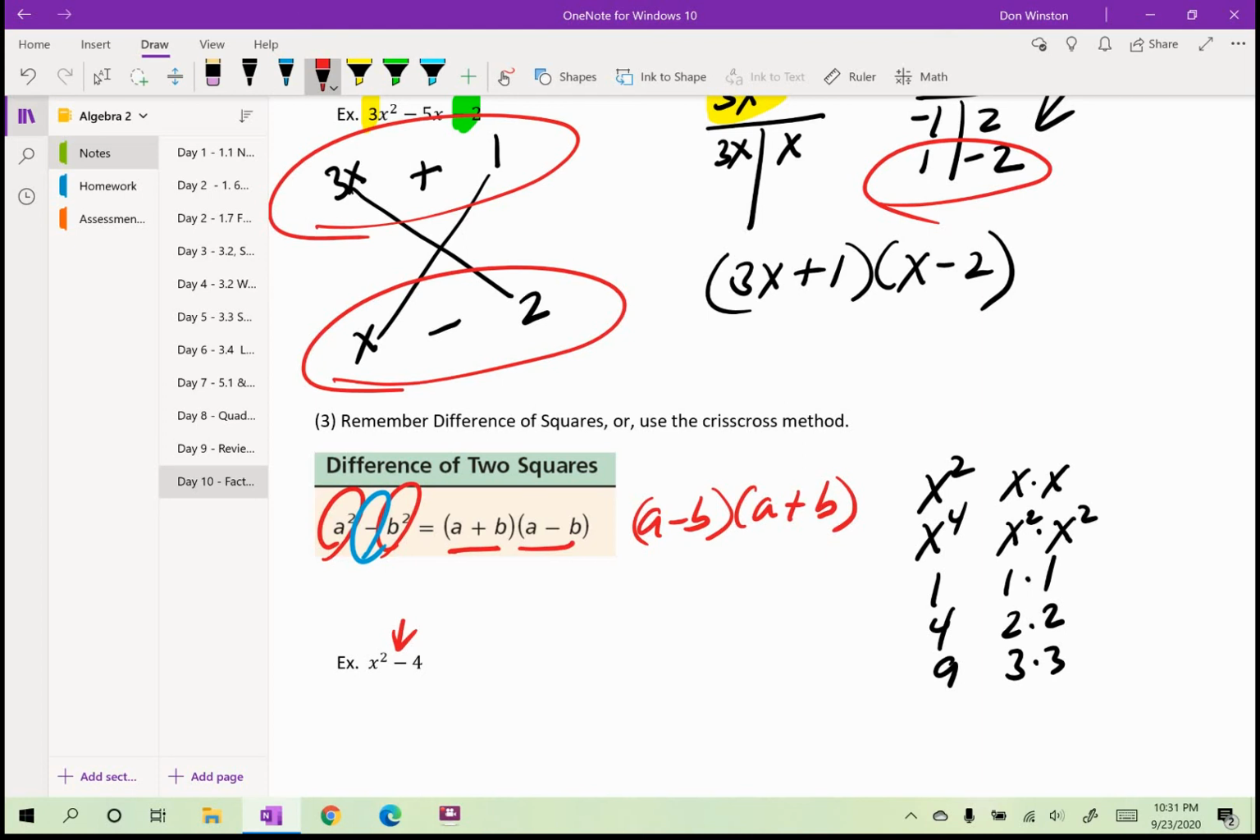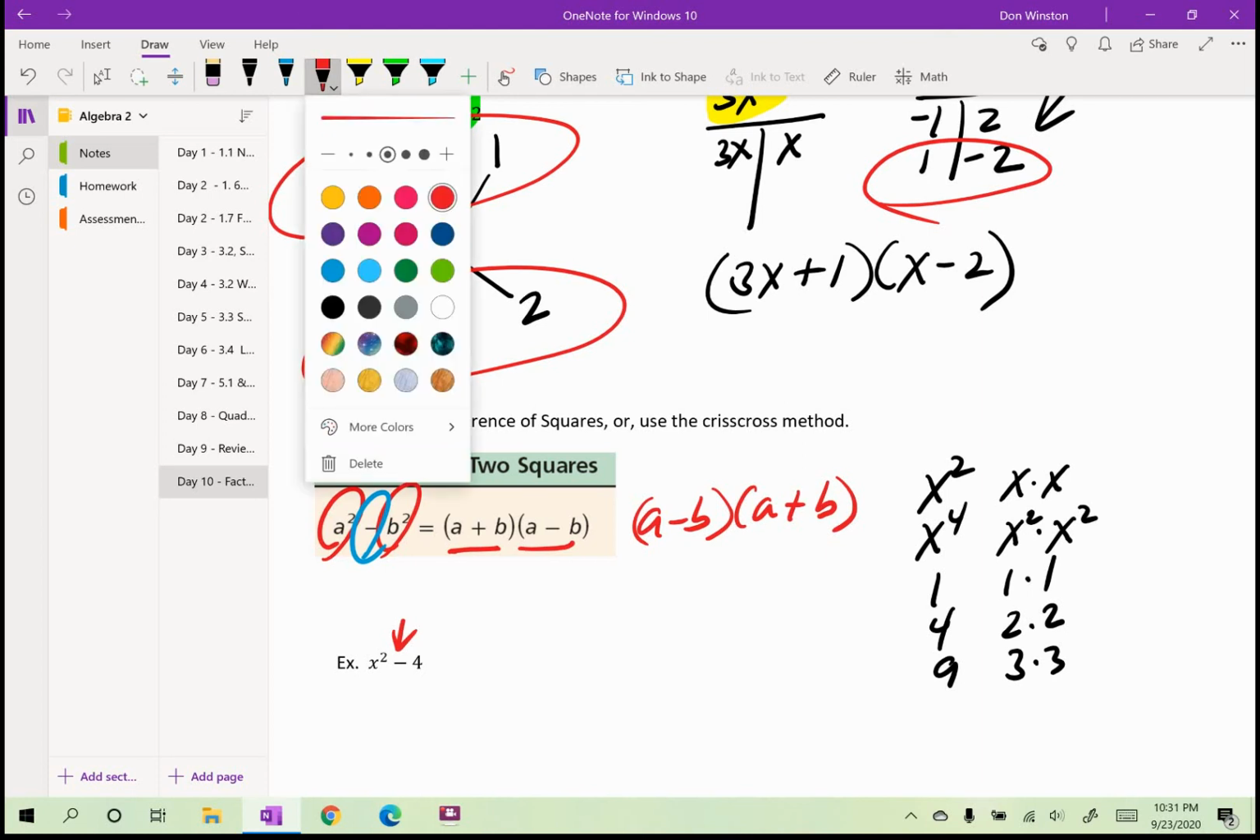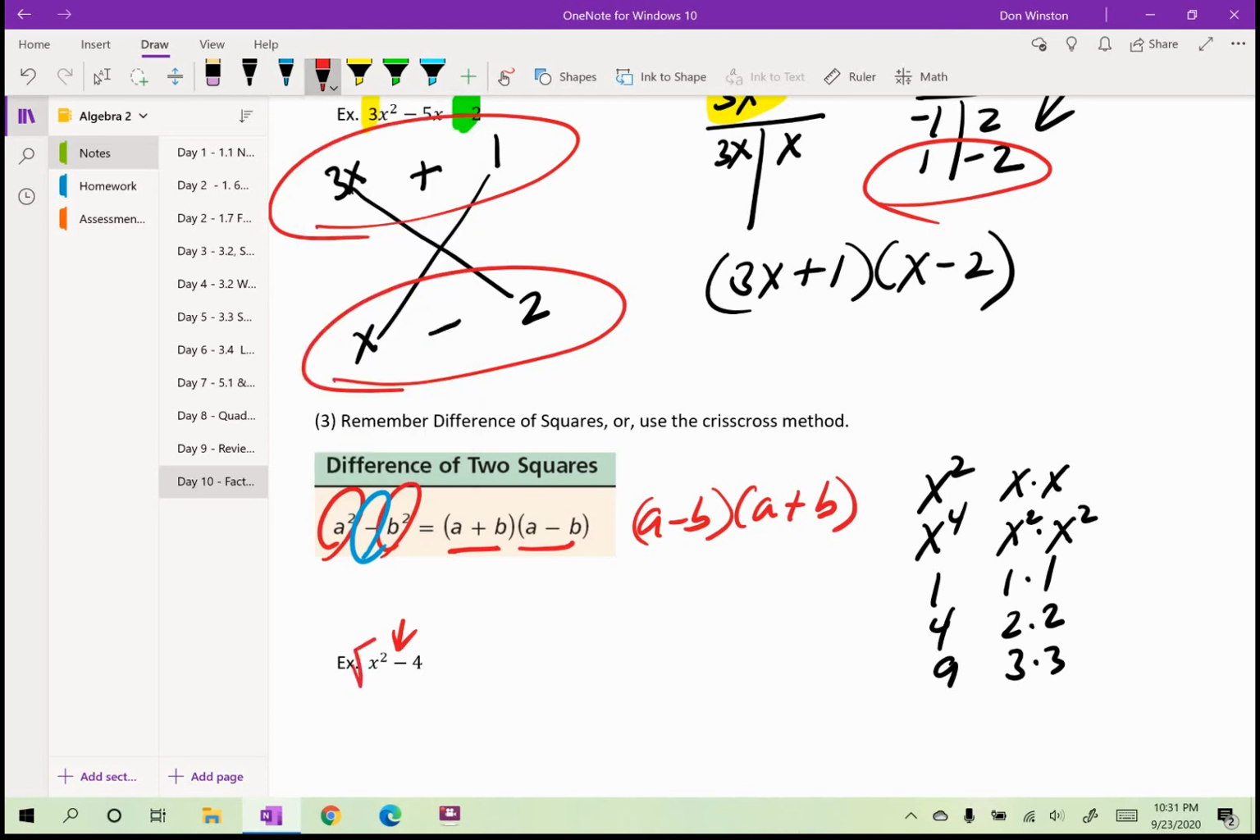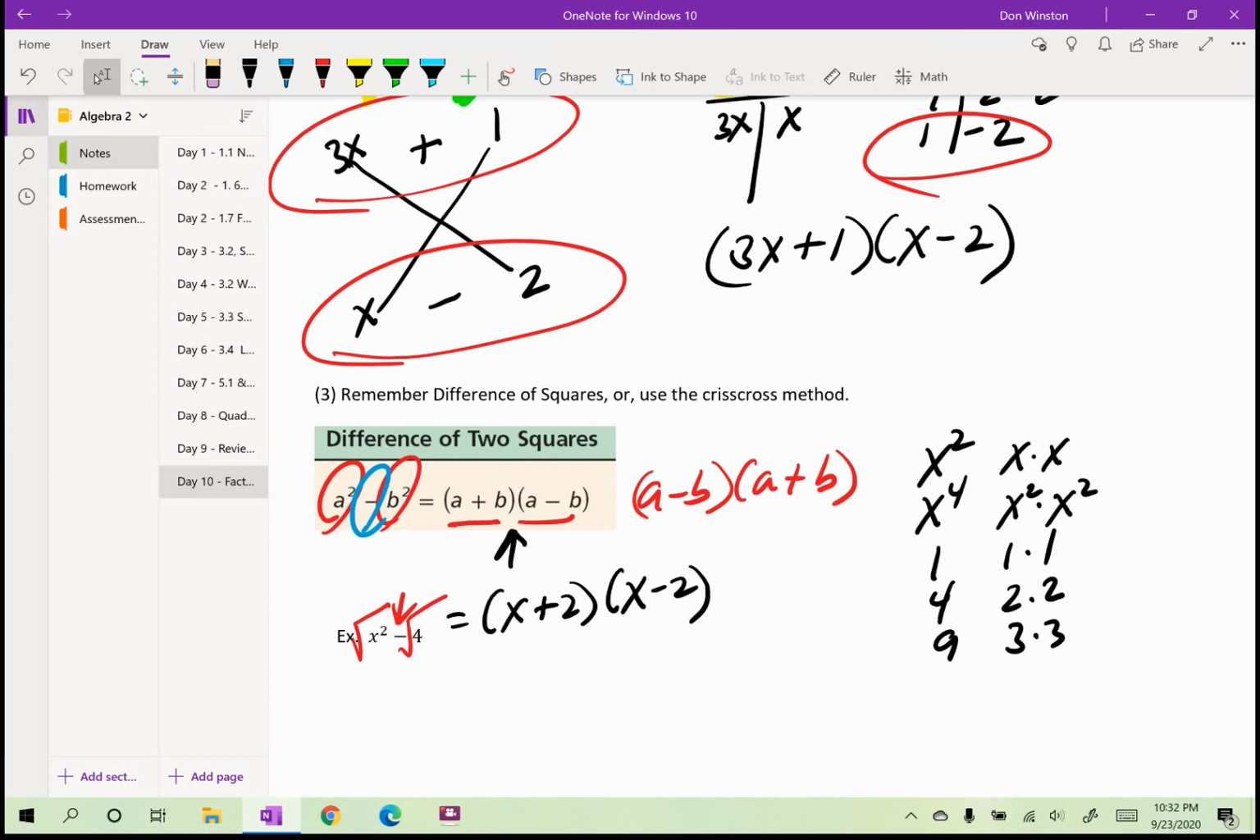So x squared minus 4. Well, the square root of x squared is x, so when I go to factor this it will be x, and then the square root of 4 is 2. Okay, so when I factor this, looking at difference of squares, that will be x plus 2 times x minus 2. The square root of x squared was x, and the square root of 4 was 2.